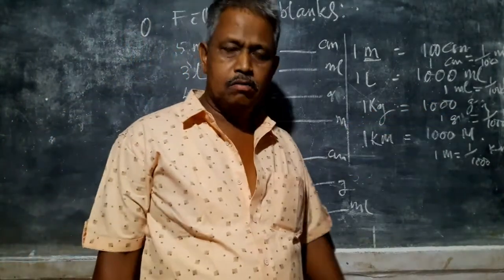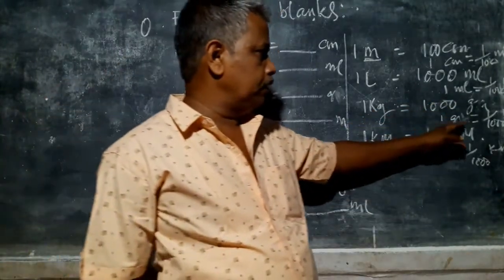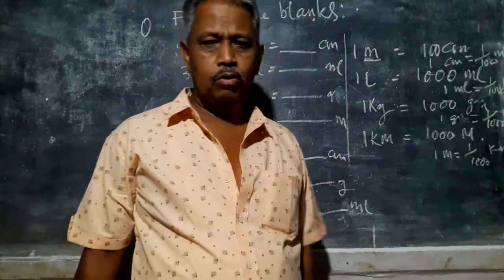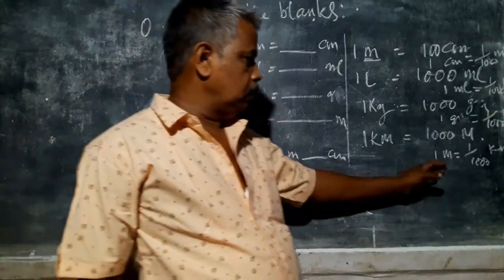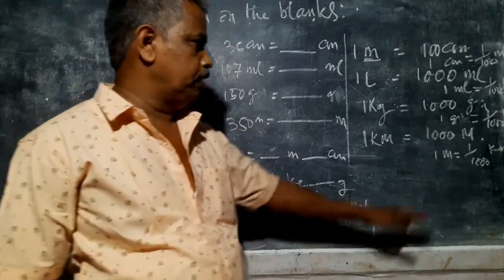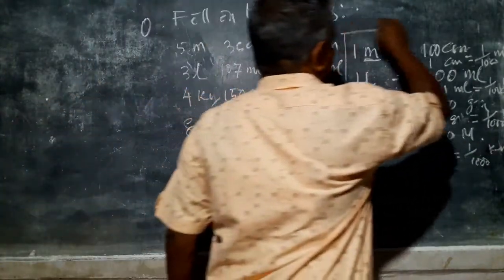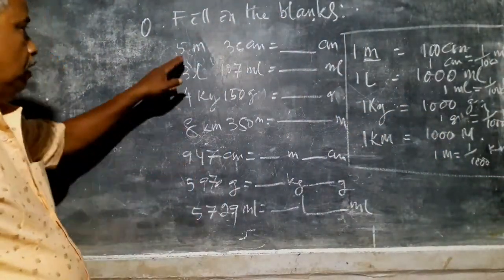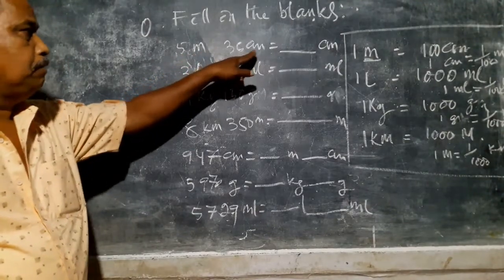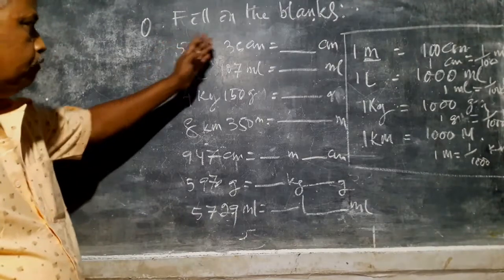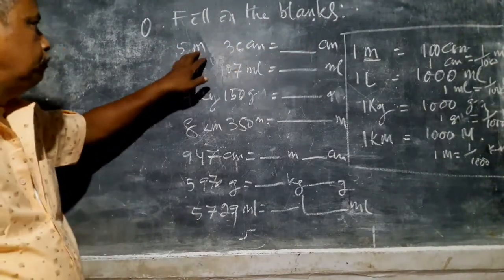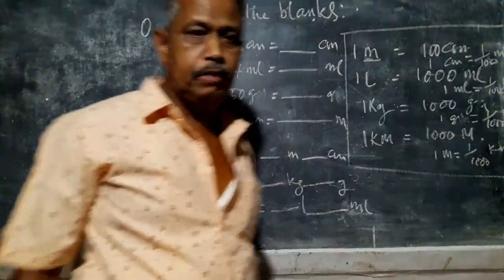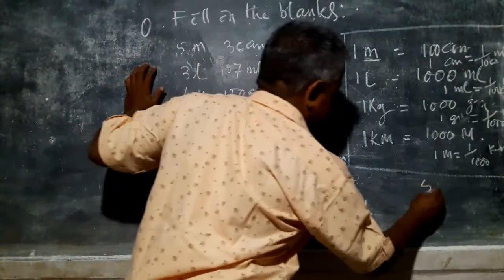1 kilogram equals 1000 gram. So 1 gram equals 1 by 1000 kilogram. 1 kilometer equals 1000 meter. So 1 meter equals 1 by 1000 kilometer. Then when we know these things, we can do these problems. First, you see, 5 meter 35 centimeters. When we convert the total into centimeter, we have to convert 5 meter to centimeter. 1 meter equals 100 centimeter. So 5 meter equals 500 centimeter.